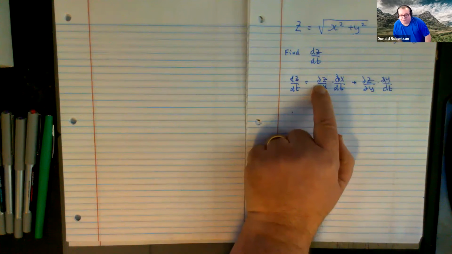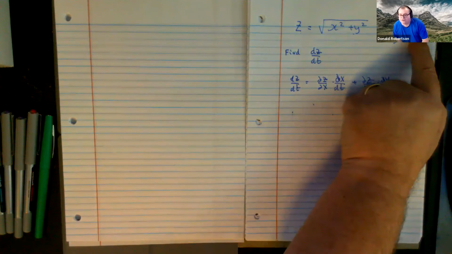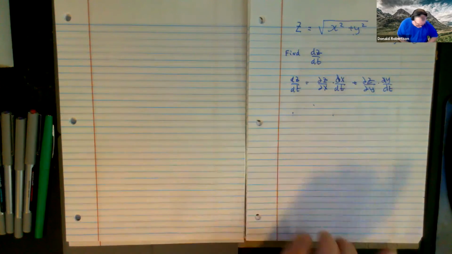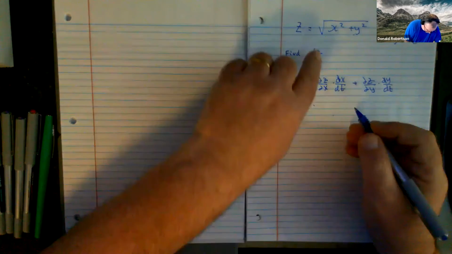Some of these are the partial symbol and some of these are the straightforward symbol. It's just been a little bit fussy, but if the function is only a function of one variable, its derivative is a real dy by dx. But if a function has more than one variable in it, it's a partial derivative. It really doesn't change anything significant.